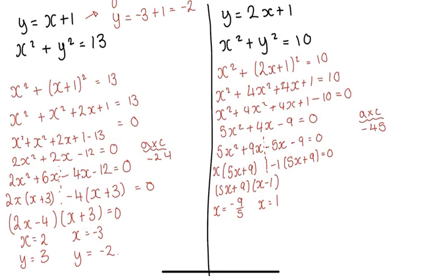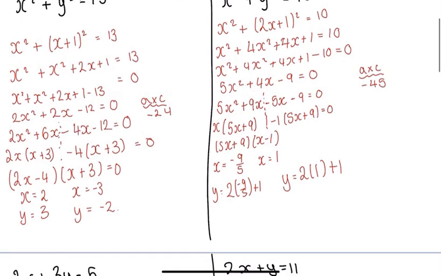Now, to finish this, you might have picked this equation to substitute into just because it looks a little bit easier. So let's have a go. So y equals 2 lots of negative 9 over 5 plus 1. Or we could have y equals 2 lots of 1 plus 1. So when we've got 2 lots of negative 9, that is going to give me negative 18 over 5. And then instead of saying plus 1, I'm going to change that to 5 over 5 just so it's easier. So there, my final answer is y equals negative 13 over 5.